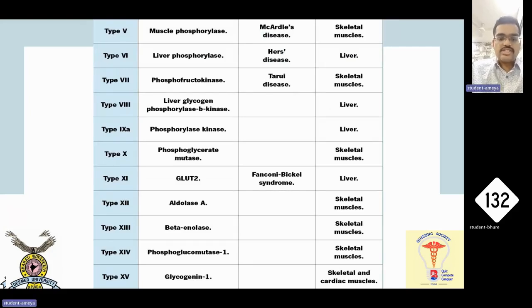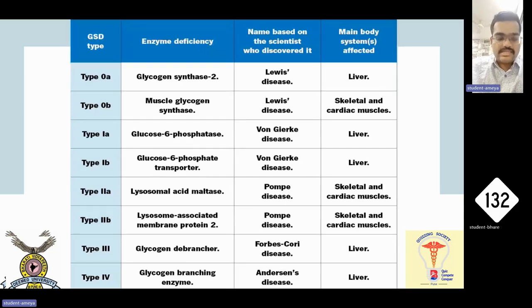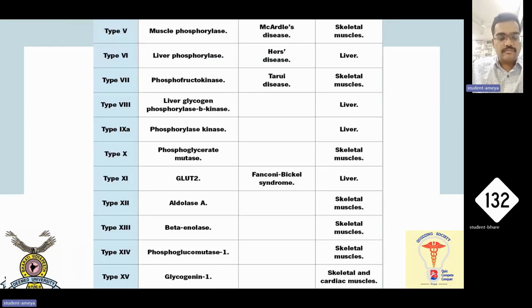GSD 6 is called Hers' disease. And GSD 7 is called Tarui's disease. Sorry, actually GSD 3 is called Cori's disease, a slip of tongue from my side. GSD 3 is called Cori's disease, GSD 4 is called Anderson's disease.